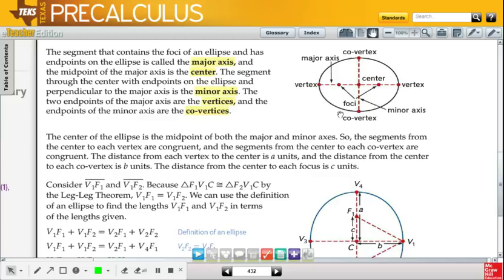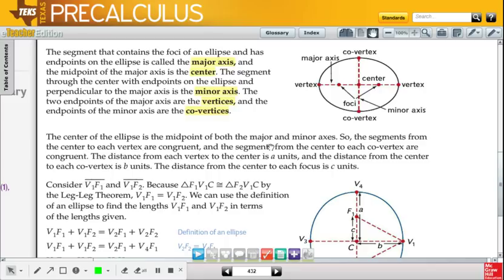Make sure to have the picture in your notes and the highlighted words as your vocab. The center of the ellipse is the midpoint of both the major and minor axis. So the segments from the center to each vertex are congruent, and the segments from the center to each co-vertex are congruent. Make sure you know that. In order to find the midpoint, you actually have to follow the formula that was covered in geometry, which will be shown again in this section. So make sure you remember how to find the midpoint.